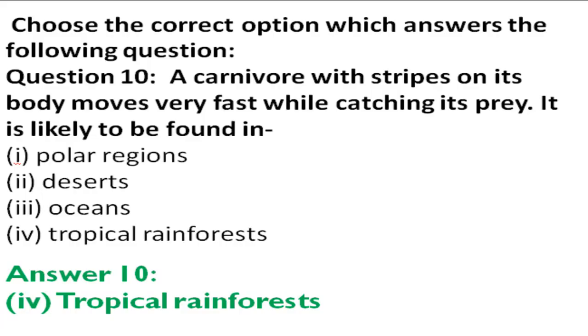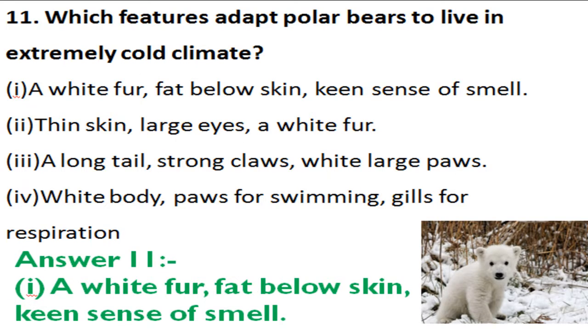Question number 10. You have to choose the correct option from the options given below. A carnivore with stripes on its body moves very fast while catching its prey. It is likely to be found in polar region, deserts, oceans, tropical rainforest. So the answer is tropical rainforest. A carnivore with stripes on its body that is moving very fast is likely to be found in the tropical rainforest.